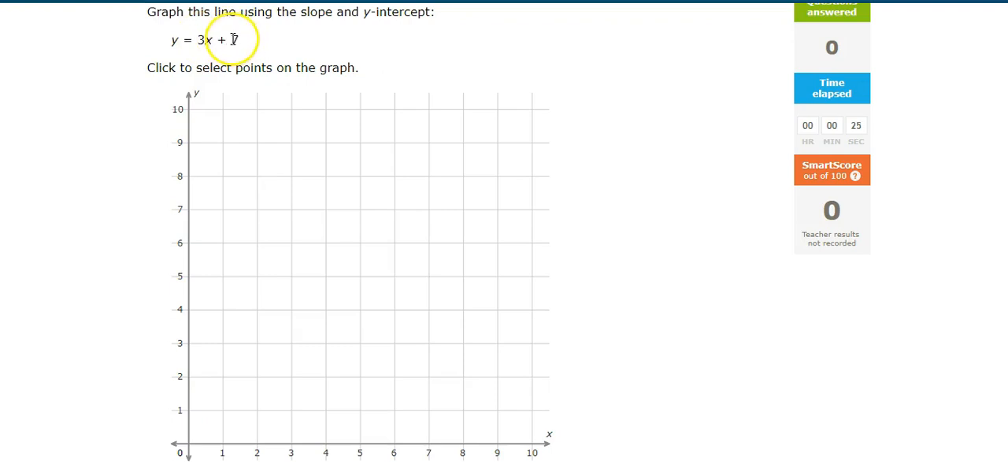This is where Liam the leprechaun wants to be. He wants to be at 7, and then he wants to go up 3 and over 1. So start at 7, up 3 over 1. Sometimes you may want to think of it like this, 3 over 1.